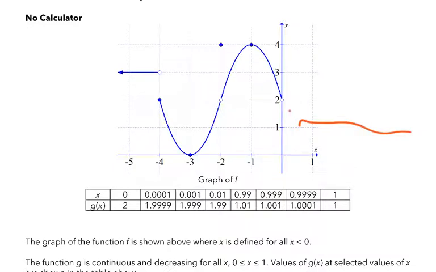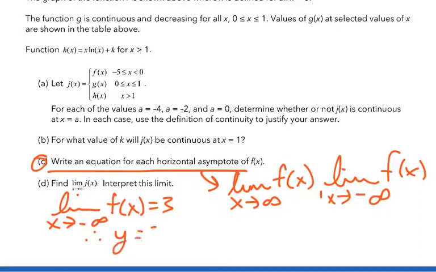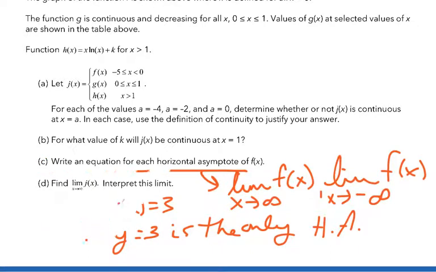As I approach negative infinity, though, I'm going to go like this. I'm going to hop it up. I'm going to come on up here. I'm going to hop on over here. And I'm riding on out to 3. So the limit as x approaches negative infinity on the function f is equal to 3. Therefore, y equals 3 is the only horizontal asymptote. That one wasn't very hard.